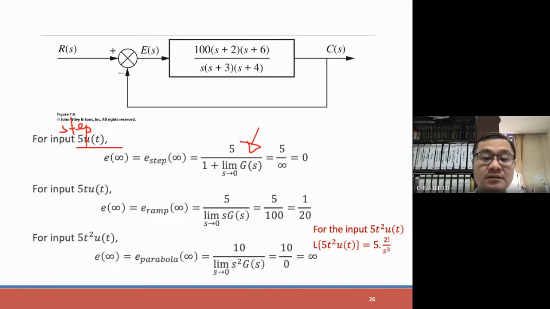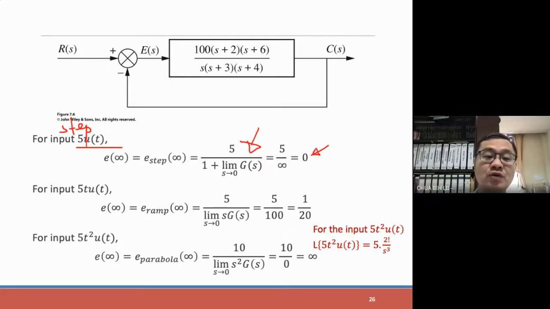Then once you put everything in, you find that it is 5 over infinity, which gives 0. So this refers to a zero steady state error, right? So this is how you can calculate.